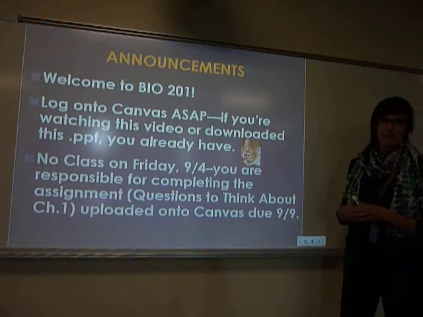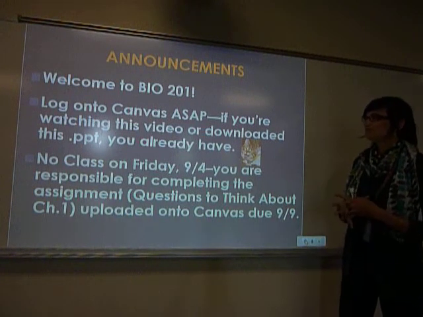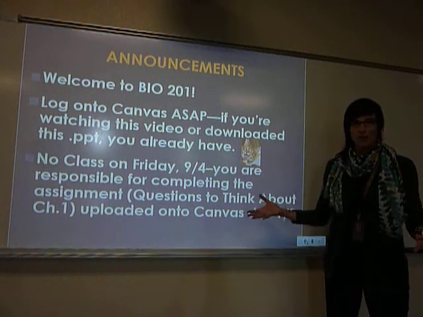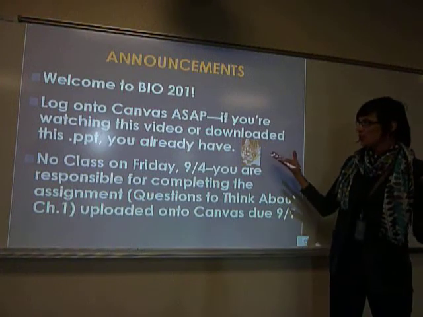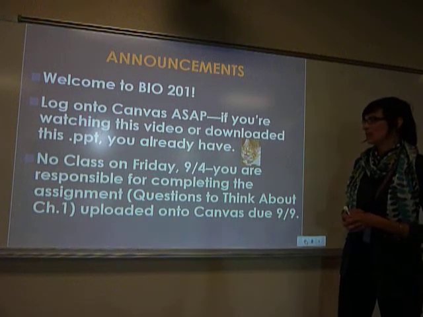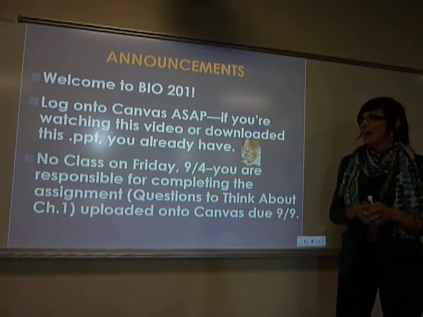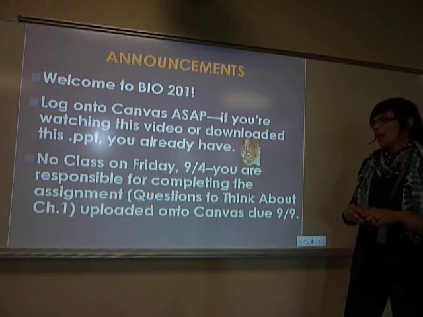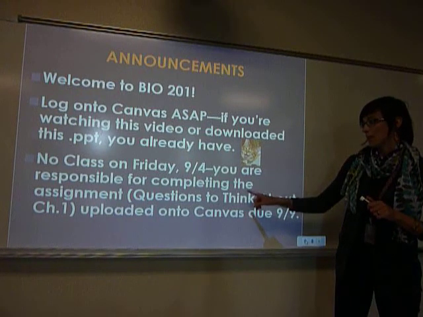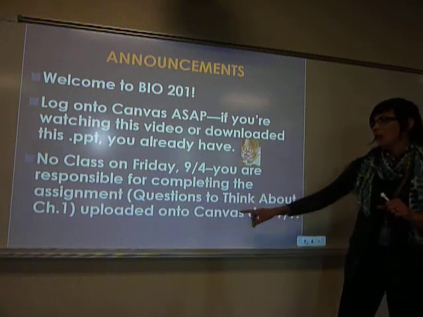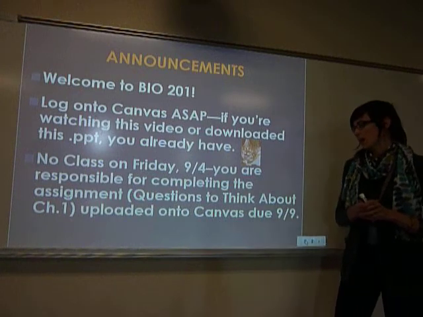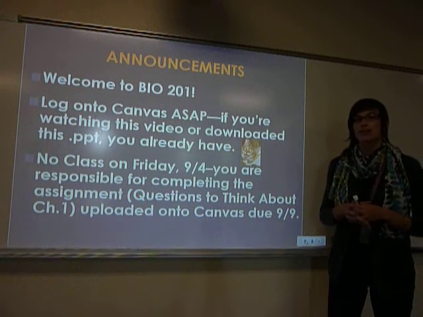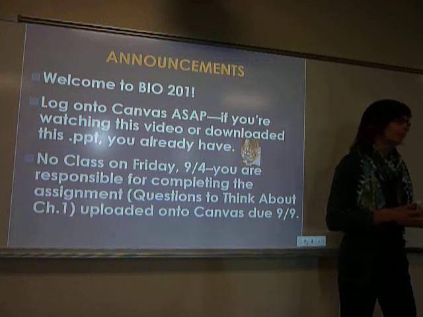So the announcements for this lecture are welcome to Bio 201. You need to log on to Canvas as soon as possible. If you're watching this video, congratulations, you've already done it. The PowerPoint's uploaded there as well. You make me a really happy cat. There's no class this Friday, the 4th of September, but you're responsible for completing an assignment. It's called Questions to Think About, Chapter 1. The assignment is uploaded onto Canvas, and you need to have it done by the 9th of September, so that's next Wednesday's class.